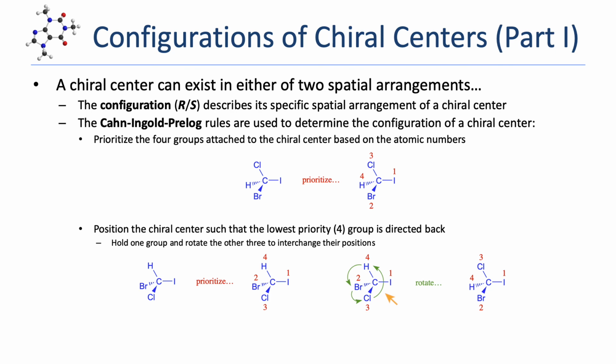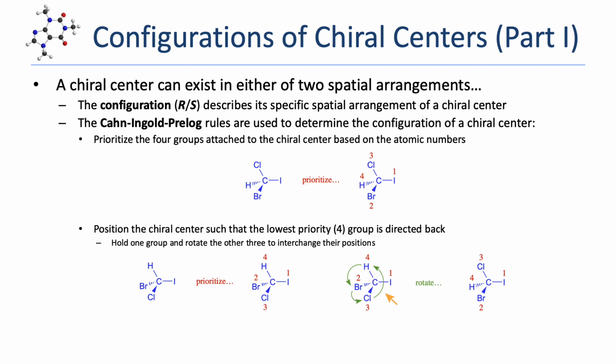I almost always hold one of the straight lines. So here I'm going to hold the iodine steady. And if I hold that, it's not going to move. I'm going to rotate the other 3 groups. And I need that 4 group, the hydrogen, to rotate into the dash position, currently held by the bromine. And in order to do that, I need to rotate counterclockwise.